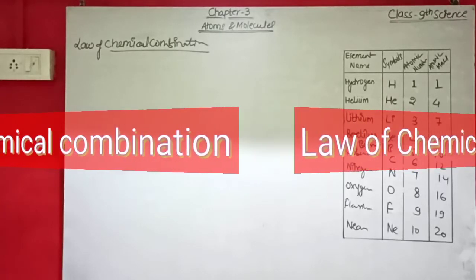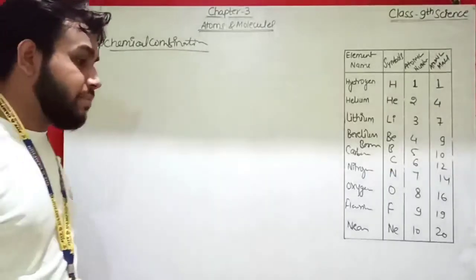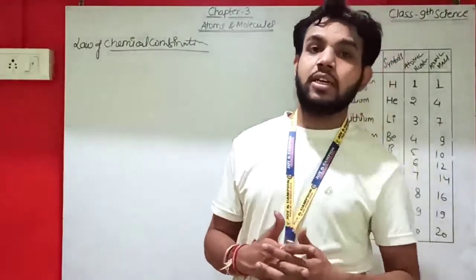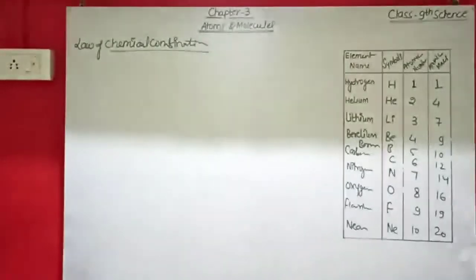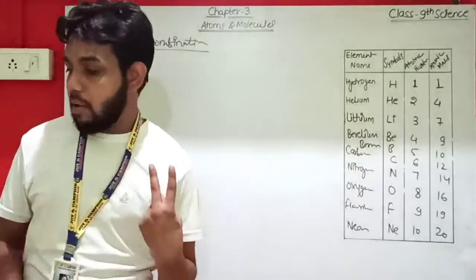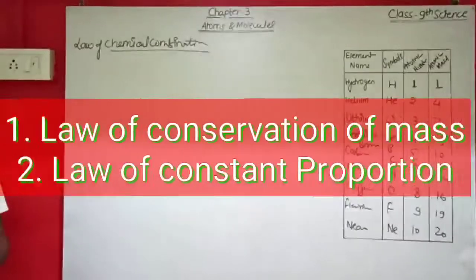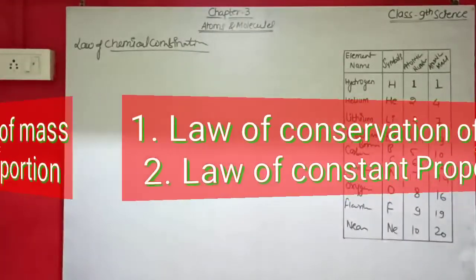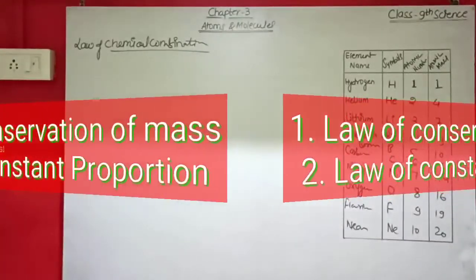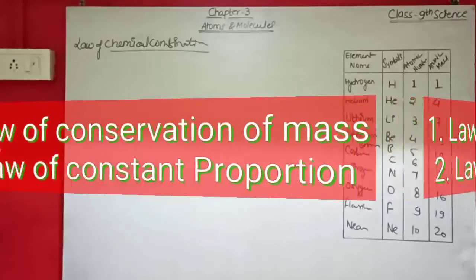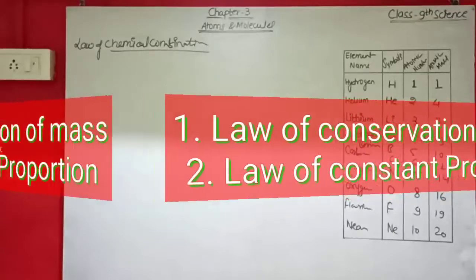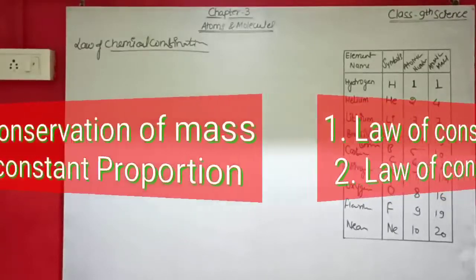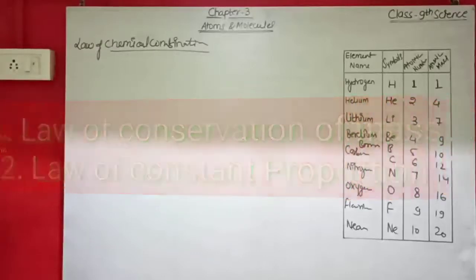17th century में जो साइंटिस्ट होते थे उन्होंने एक सब्सटेंस को दूसरे सब्सटेंस में कन्वर्ट करने के लिए कुछ मेथड्स अप्लाई किया, जिनको उन्होंने रूल्स बोल दिए, जिनको लॉ बोल दिए. तो ऐसे 2 rules, there are 2 rules of chemical combination. First one is law of conservation of mass and second one is law of constant proportion. Okay, so students, what is law of conservation of mass? Write the definition of law of conservation of mass.